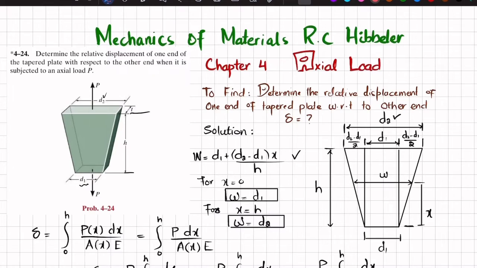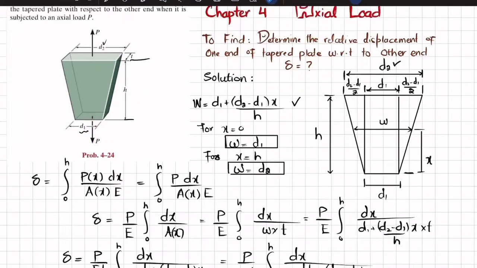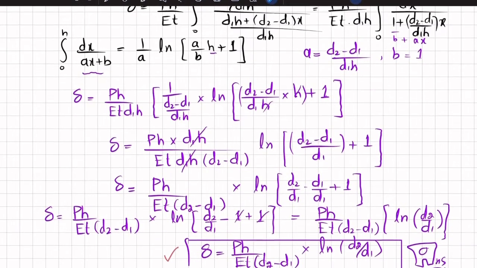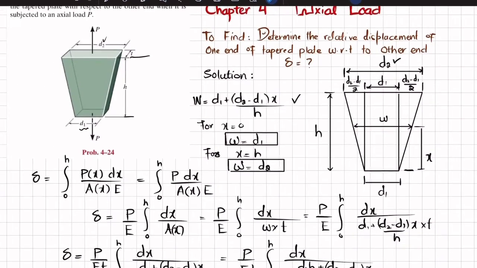So first let me clear it. You can see that this was the problem. This is the smallest width D1 and this was the largest width D2, and that is acted upon by a tensile load, and total height is H. So for that, deformation comes out to be this one. So you are aware. Now you can see this is the half portion.